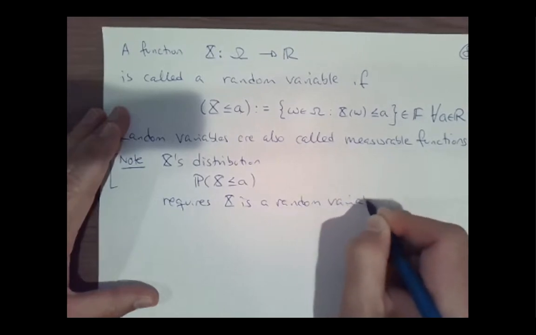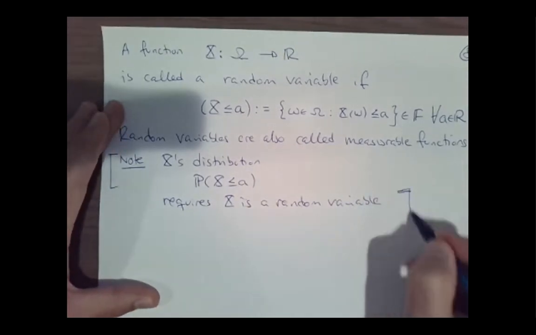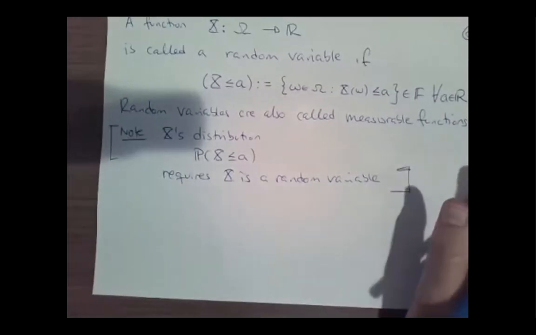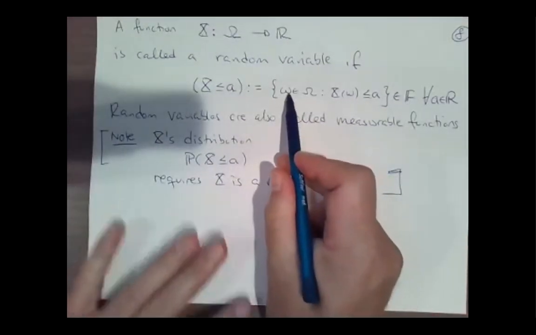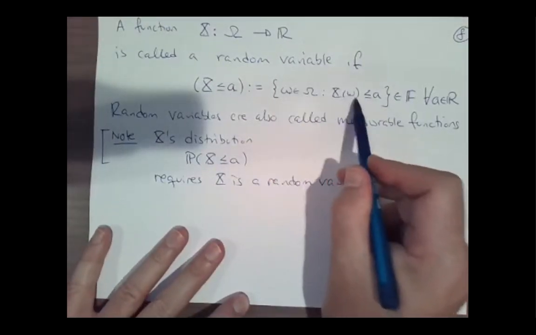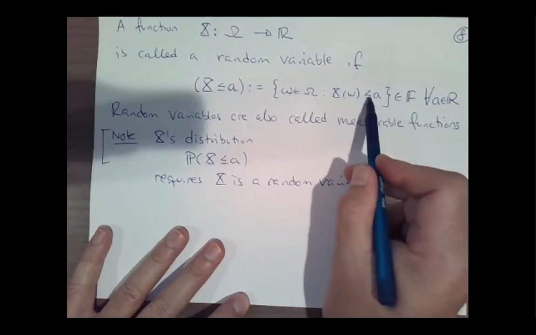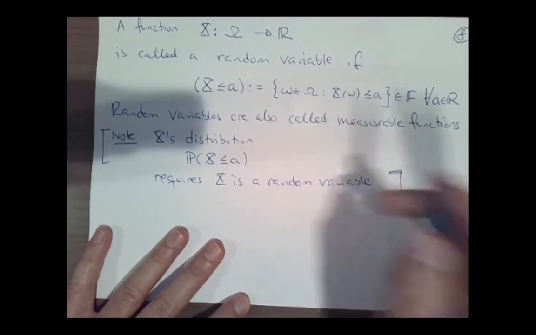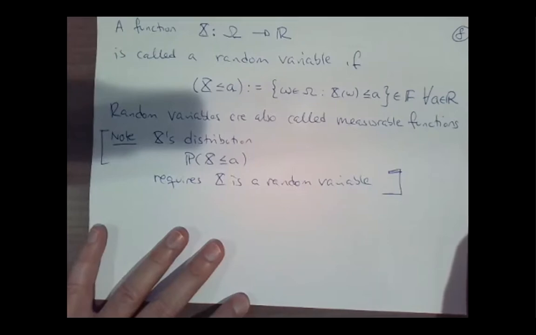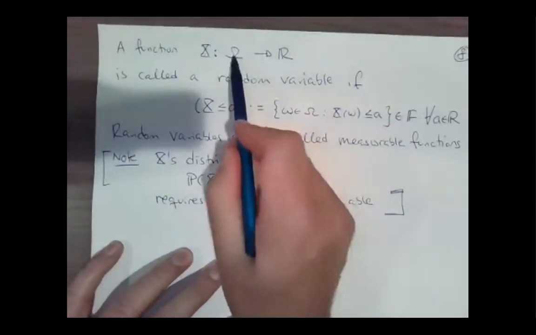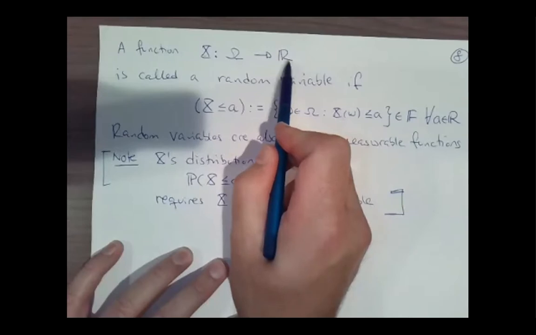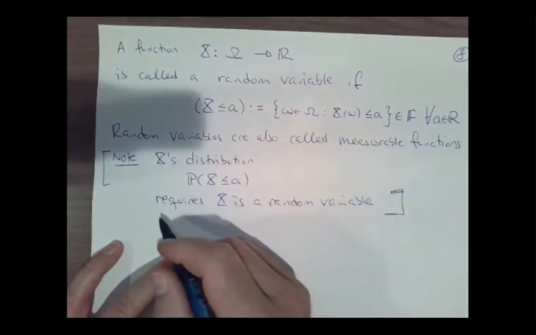Right, so really we're saying X of omega is less than A. Well, it's those omegas where X is less than A. X maps omega into R.